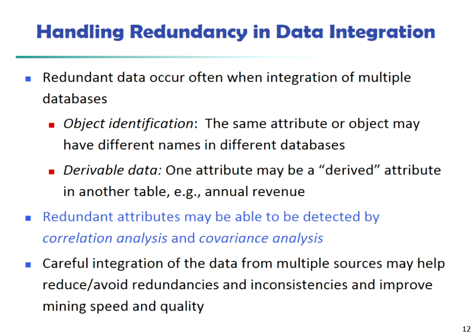Also, derivable data can represent a redundancy. One attribute may be a derived attribute in another table, for example, annual revenue. Redundant attributes may be detected by correlation analysis and covariance analysis. In this session, we will learn how to calculate the correlation value and covariance value. The correlation value and covariance value give us an idea if there is a relation between two attributes.